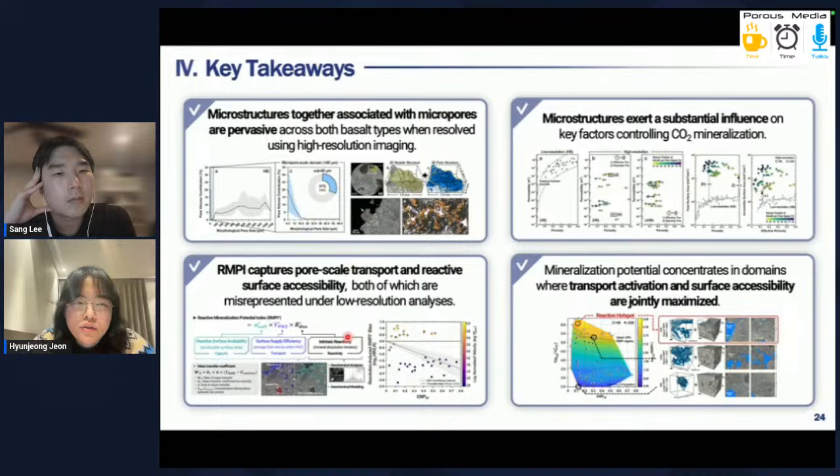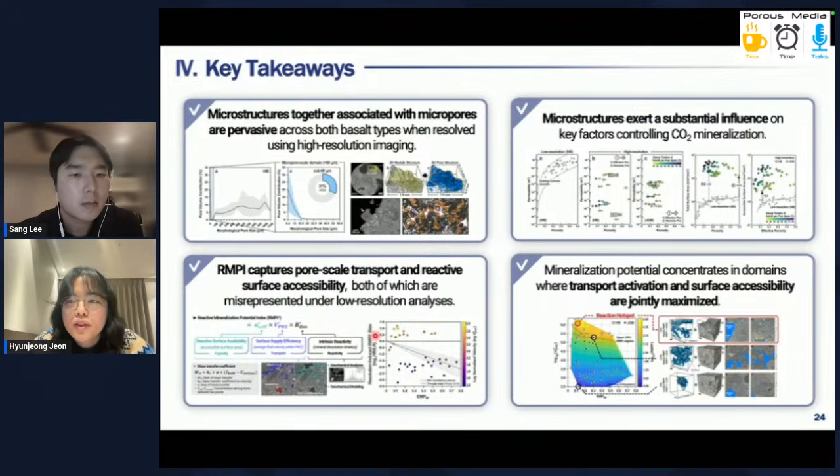As a result of our MPI analysis, evaluating CO2 mineralization potential based only on low to mid resolution images can lead to distorted interpretations, because the critical microstructure features are spatially averaged and their coupled transport-reaction effects are lost. And the mineralization potential concentrates in domains where the transport activation and surface accessibility are jointly maximized.